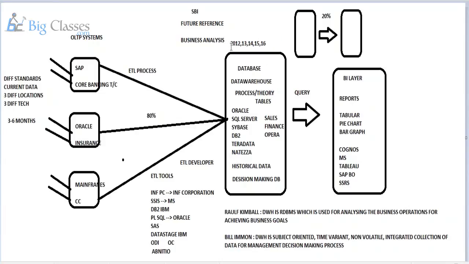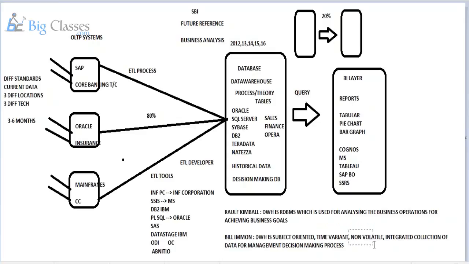So when the historical data is present, you can perform yearly analysis. You can compare your business on a yearly basis, on a quarterly basis, and on a monthly basis. So that is called a time variant database. A data warehouse is a time variant database which contains the data across any time period.